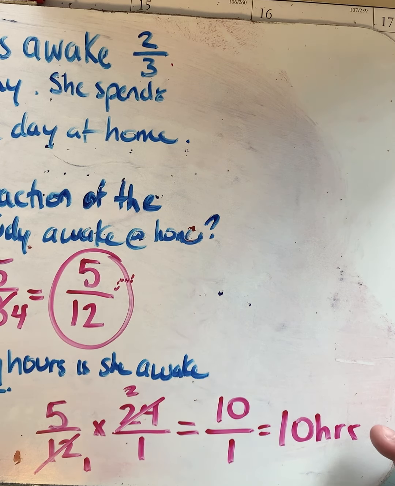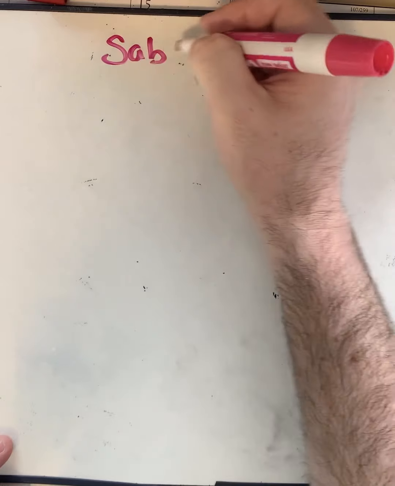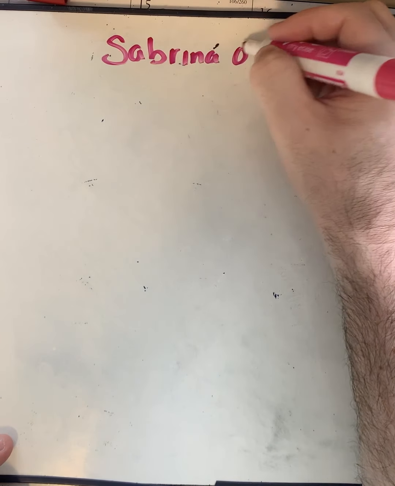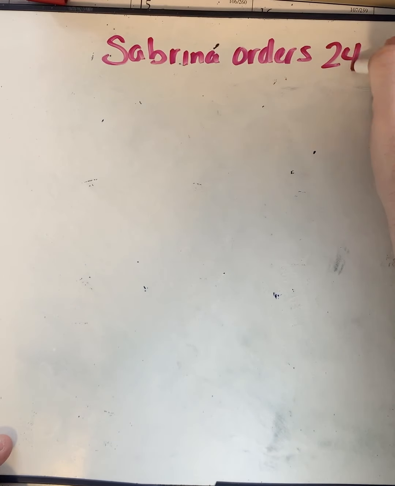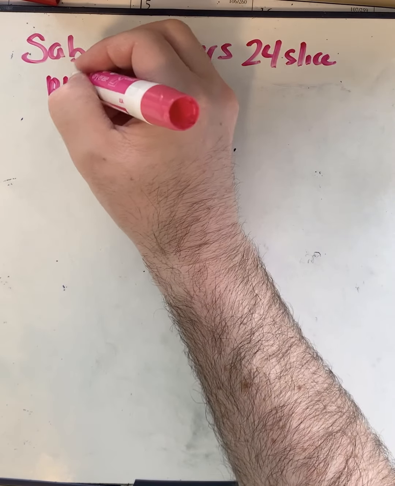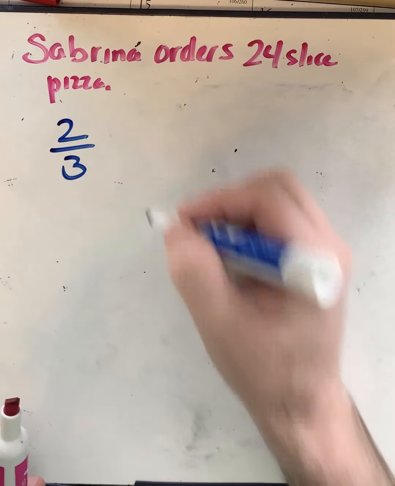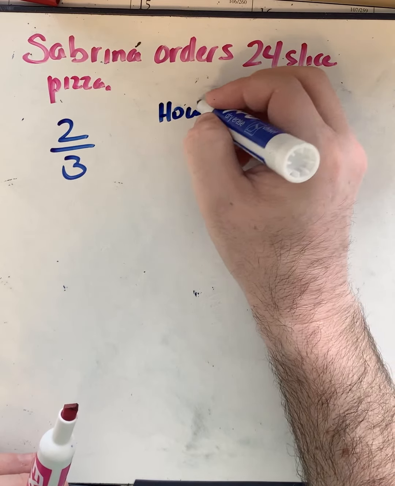Okay? The last question we're going to do is a multi-step question, and you're going to find one similar to it in your exit card. Let's talk through it first. So Sabrina is holding a pizza party, and she orders a 24 slice pizza. Her friends who were invited to this pizza party, I was not, which is no biggie, she and her friends eat 2/3 of the pizza. So I want to know how many slices in total did they eat.